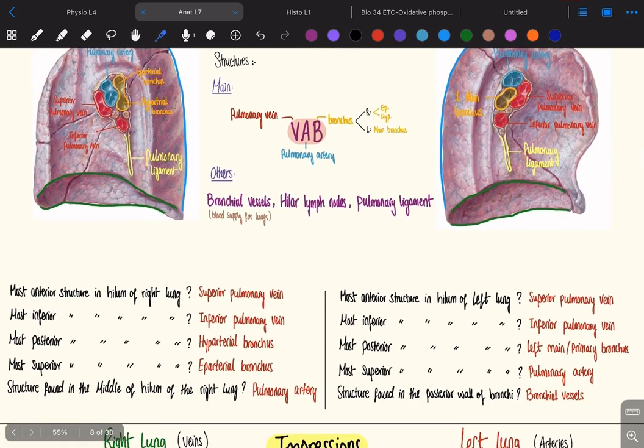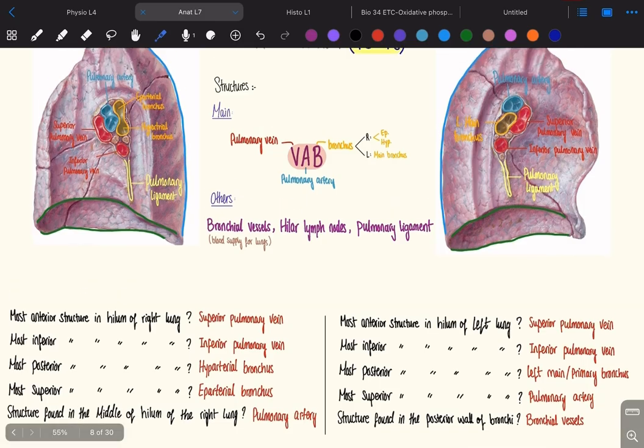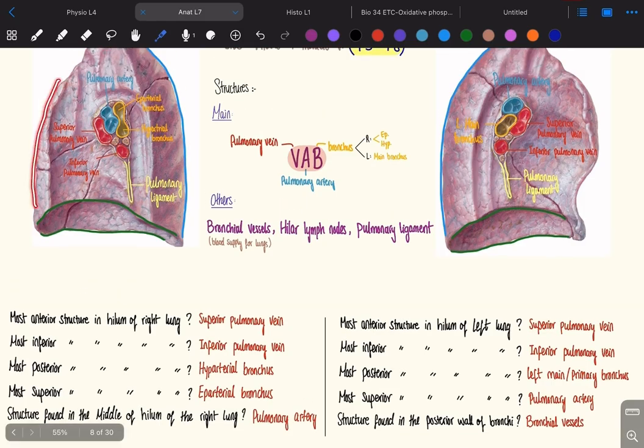Okay. These are questions here. So for example, here we have the most anterior structure in the hilum of the right lung. We know this is the anterior surface and this is the posterior surface, or this is the inferior surface. So if she asks about the anterior structure in the hilum of the right lung, it's going to be the superior pulmonary vein. Okay, if she asks about the left lung, it's also going to be the superior pulmonary vein.